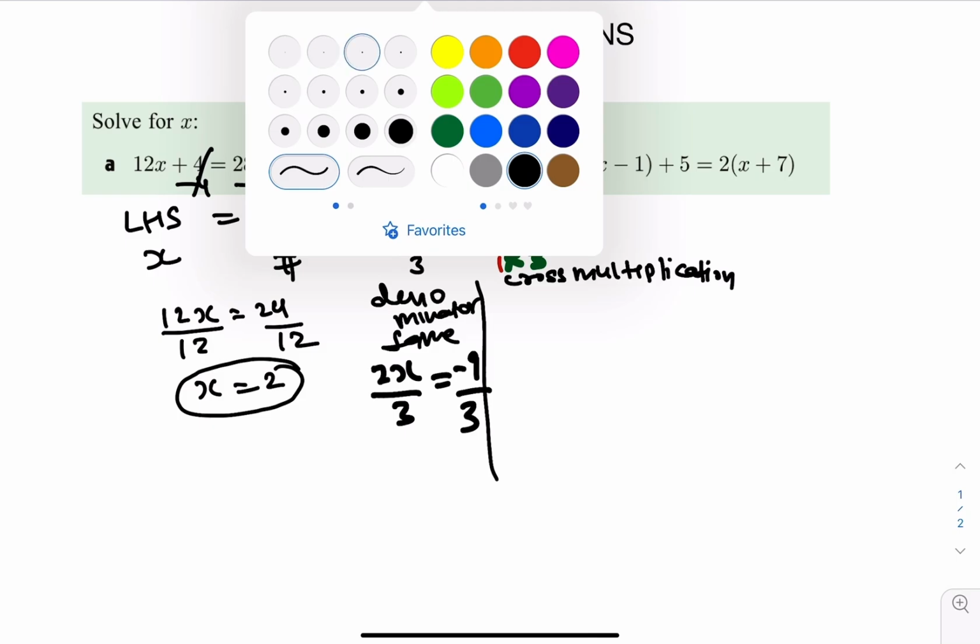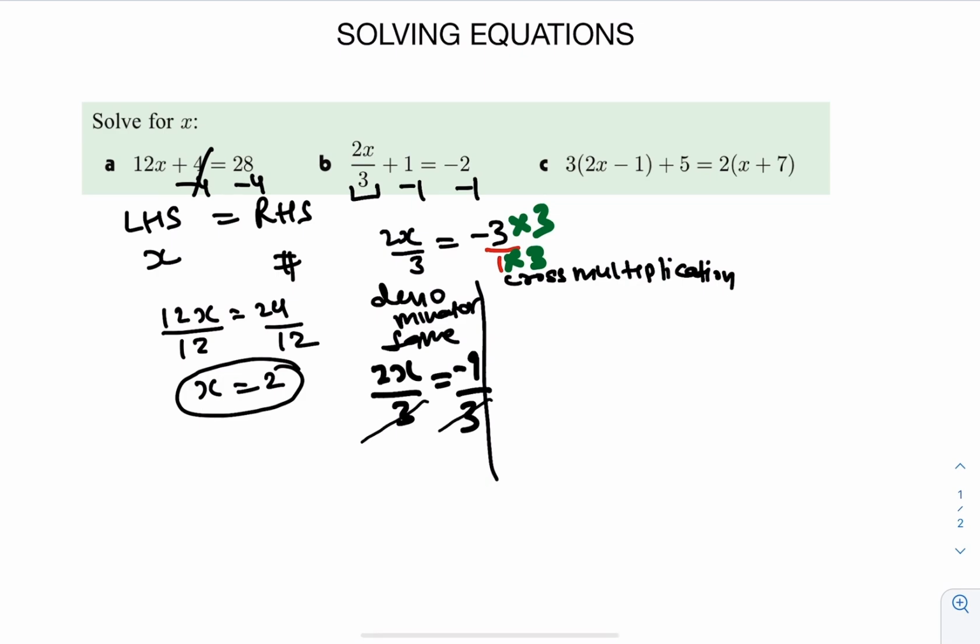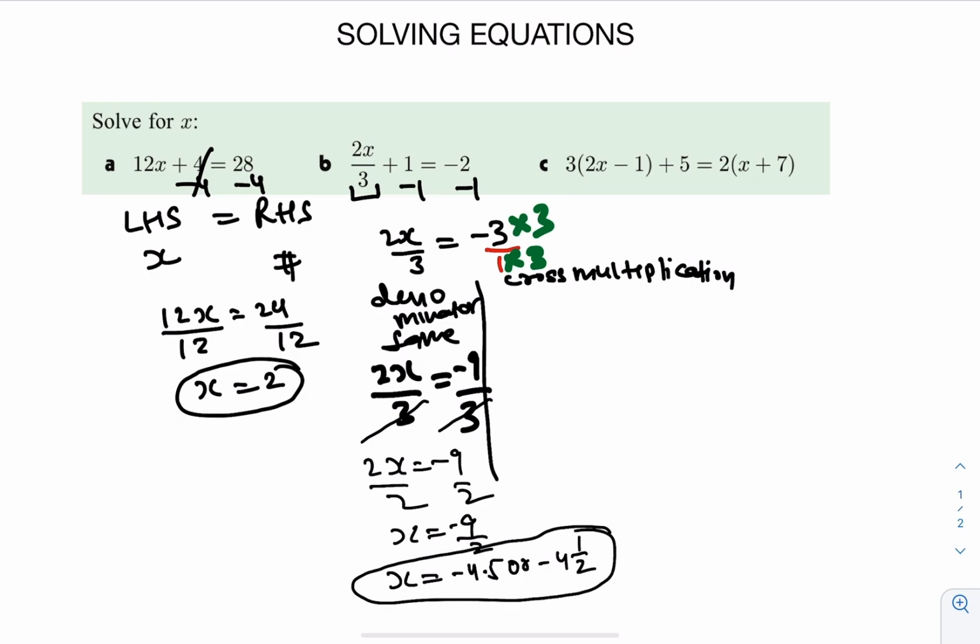And now this 3 and 3 will cancel out. So 2x is equal to negative 9. Now divide by 2. x is equal to negative 9 over 2. So x is equal to negative 4.5 or negative 4 and a half. So this is your final answer.